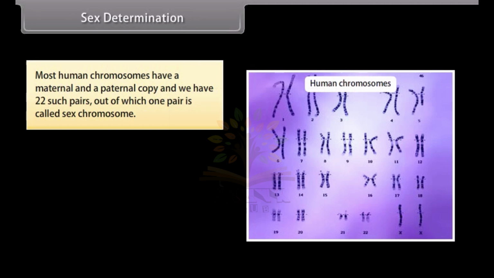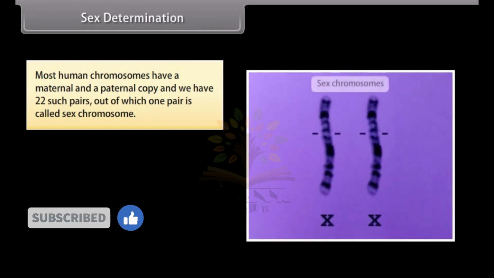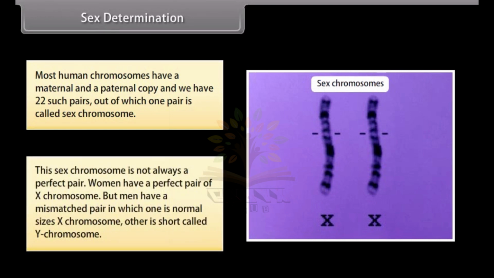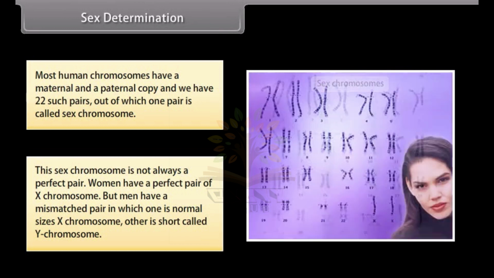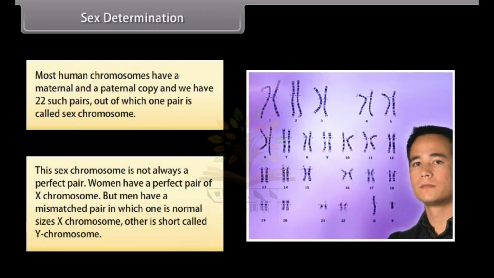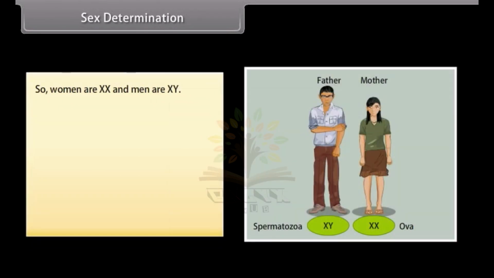Sex determination. Most human chromosomes have a maternal and a paternal copy, and we have 22 such pairs, out of which one pair is called the sex chromosome. This sex chromosome is not always a perfect pair. Women have a perfect pair of X chromosomes, but men have a mismatched pair in which one is a normal-sized X chromosome and the other is a short one called the Y chromosome. So women are XX and men are XY.